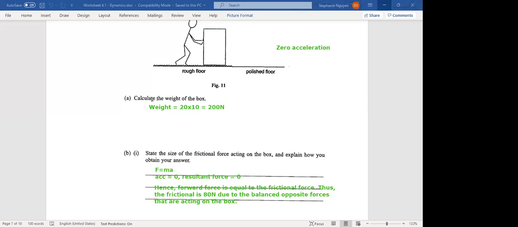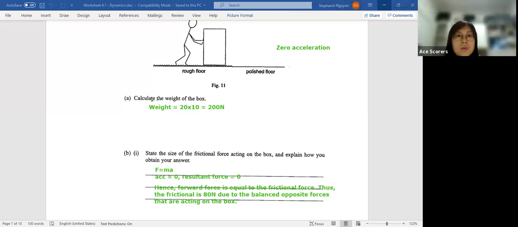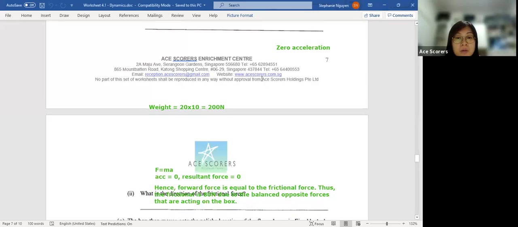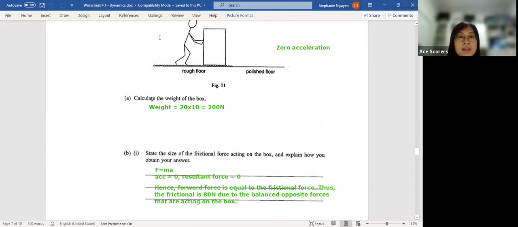Okay. Can already. Okay, good. So I think there's no more other questions from this paper. The rest. Oh wait, there's still a few more at the back. Okay, let me clear these writings first.